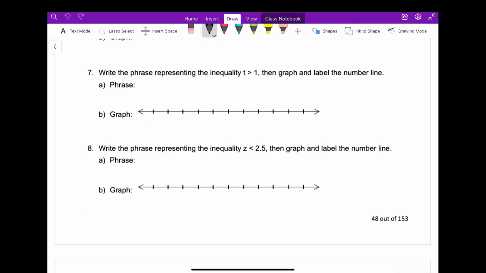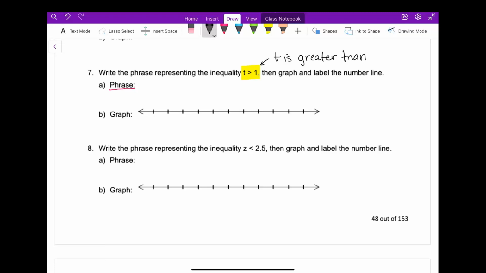Number 7, write the phrase representing the inequality t is greater than 1, then graph and label the number line. Ooh, this one's very different from our previous ones. In our previous ones, we were giving you a phrase, and in this one, we are giving you the mathematical expression already. So this one is different, and it's asking us to write our own phrase here. The most important thing you have to notice is that you need to be able to read our mathematical expressions from the beginning, and you need to be aware that this is t is greater than.